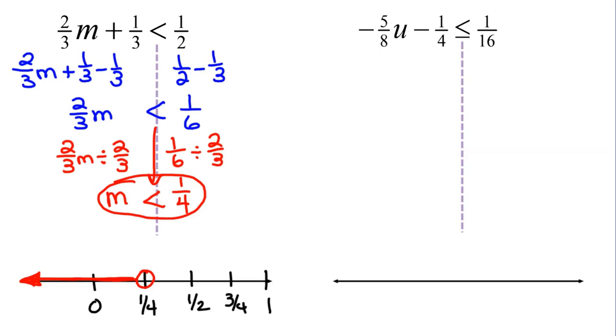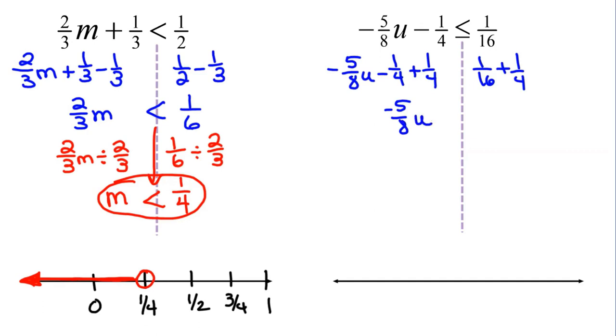The next one: -5/8 times u minus 1/4 is less than or equal to 1/16. Again, my first step is to undo that subtraction, so I'm going to add 1/4 to both sides. Minus 1/4 plus 1/4, and then 1/16 plus 1/4. Those will cancel each other out, leaving me -5/8 u. And 1/16 plus 1/4 is 5/16. My inequality symbol will not flip. So -5/8 u is less than or equal to 5/16.